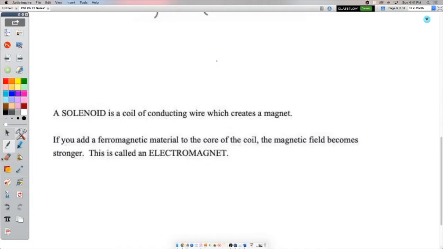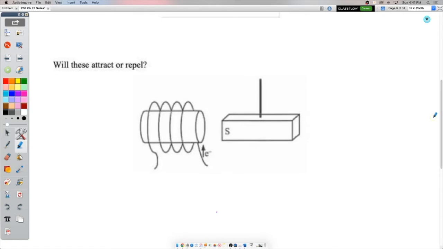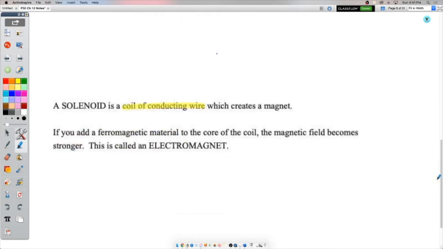Okay, so I had mentioned this term earlier when we were talking about the electromagnet that I showed you with the nail in the middle, the one I used in the thing that got hot. A solenoid is just a coil of conducting wire, essentially what we've been talking about this whole time for this topic. So this is a solenoid. And when you add a ferromagnetic material to the core, like a steel nail, for example, in ours, the magnetic field becomes stronger, and you call that an electromagnet.